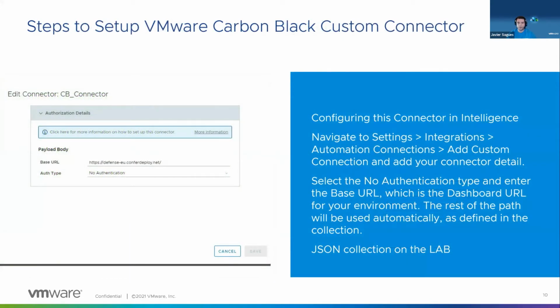Then we need to create a Carbon Black custom connector. This is a bit more tricky. There is an example on GitHub already. Basically, you will create a custom API for this connector and integrate it into Workspace One Intelligence with the base URL and with authentication, because the JSON that we will see in the lab provides all the credentials, basically API and API secret.